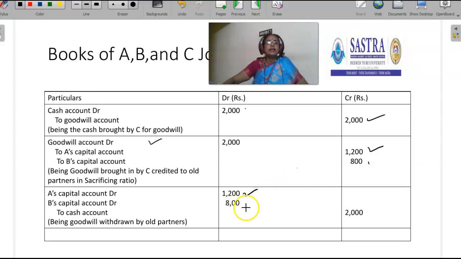So A's capital account debit, B's capital account debit, to cash account. That is up to them. That is their will and wish.